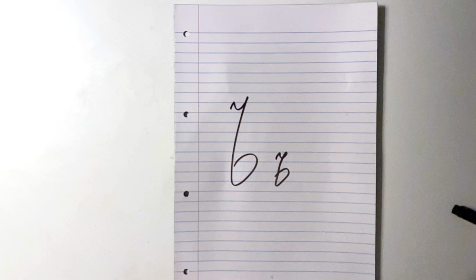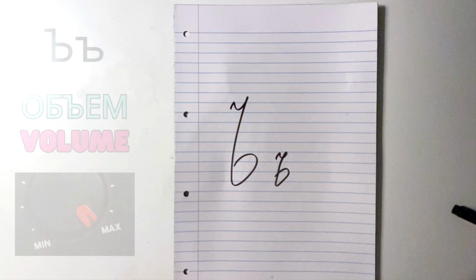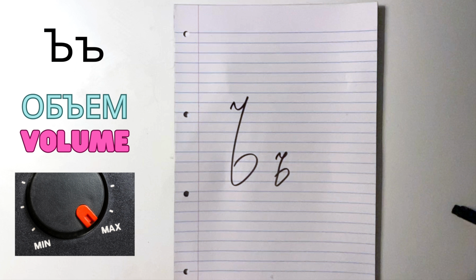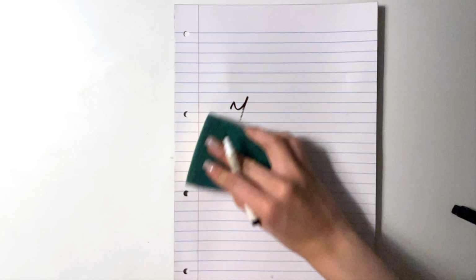Hard sign. Actually, no word starts with the hard sign, but for example, объем. Объем means volume in English, and without a hard sign, it would have sounded different.